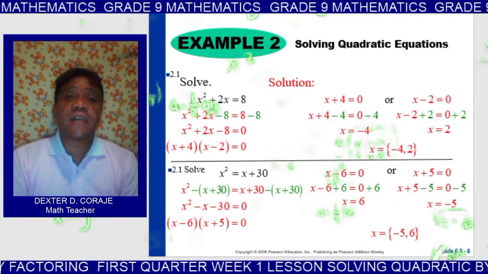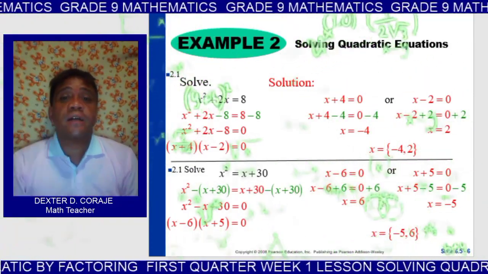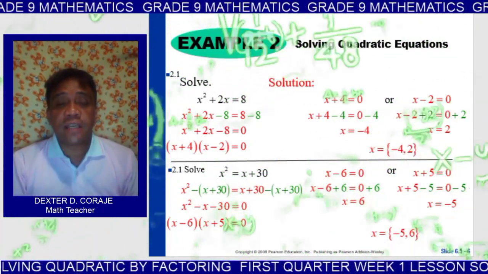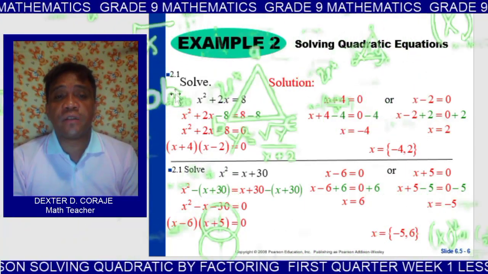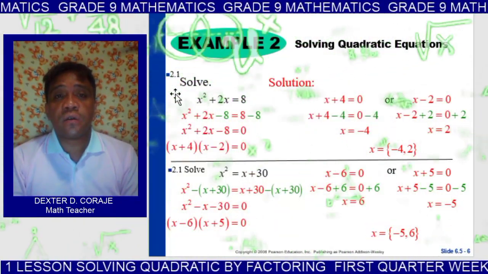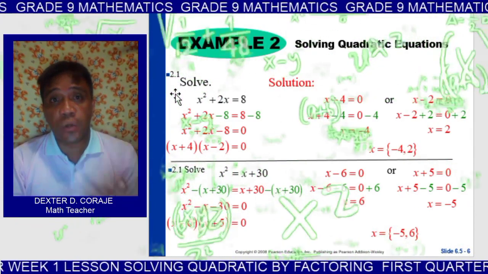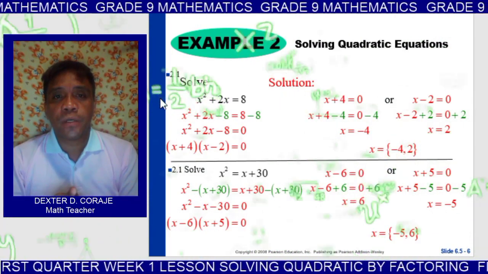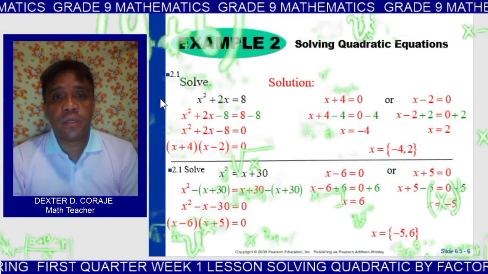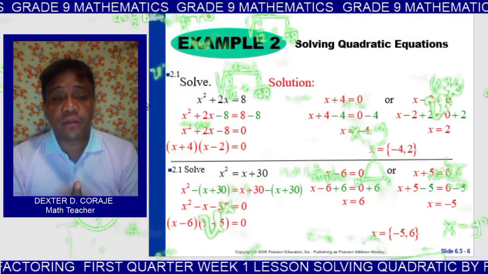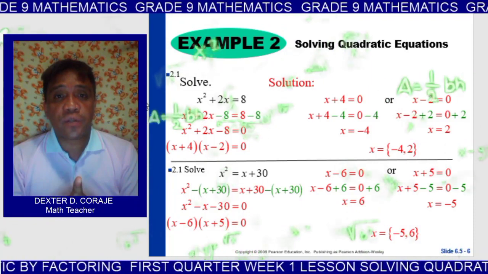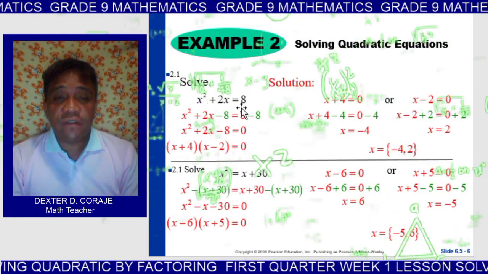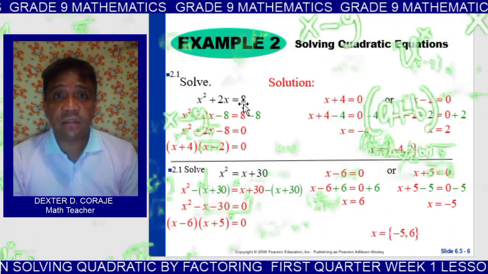Our given task for the second example is still the same: we're looking to solve for the value. If we have a certain objective or instruction that says solve, we're looking for the value of the unknown. In this example, we are representing the value of x as the unknown variable. So we now have the first problem for example 2, which is x squared plus 2x is equal to 8. Take note that the given example is not written in standard form.